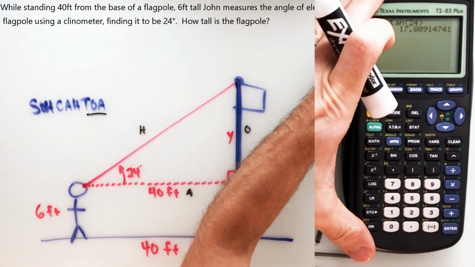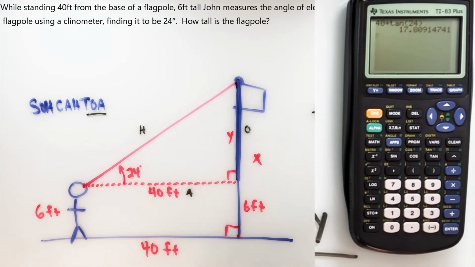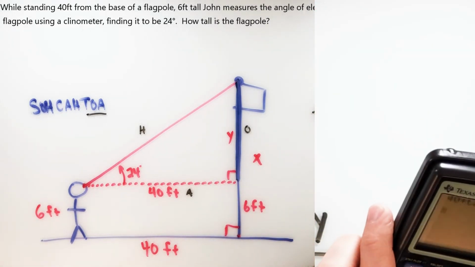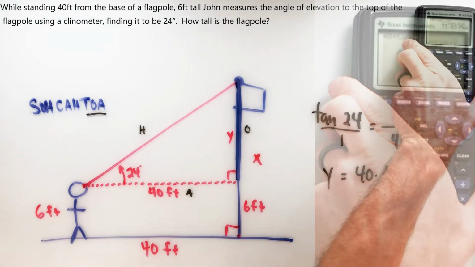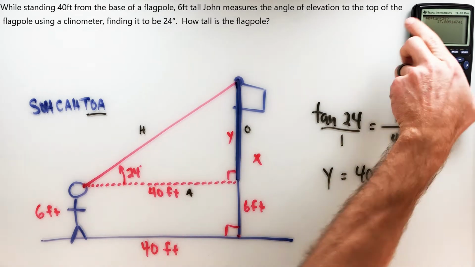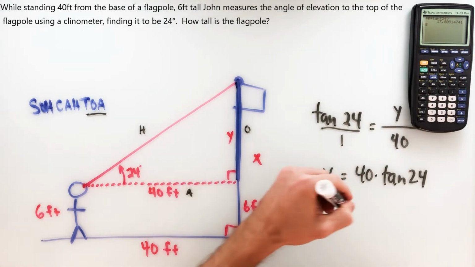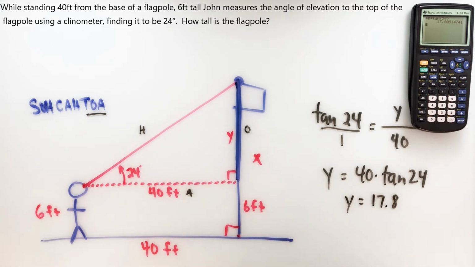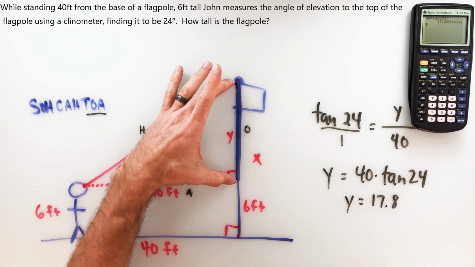And what do we get here? Looks like it's about 17.8. Okay, so I got y equals 17.8. Now, is that the height of the whole flagpole? No, that is not. That is just this distance right here.